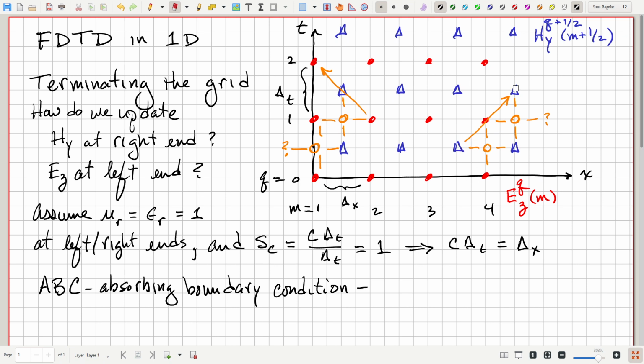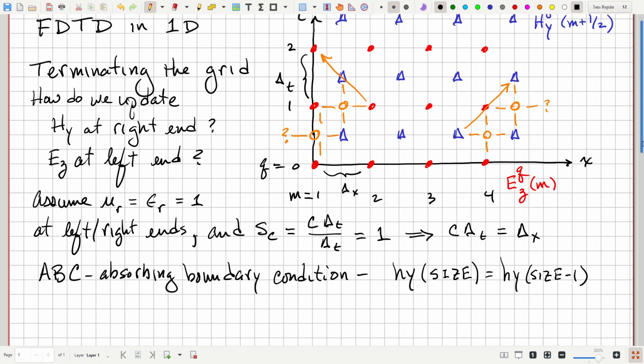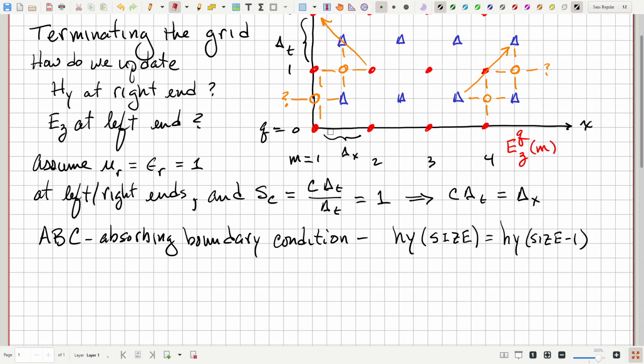So for the hy, what we'll do is we'll say hy at the edge, which is hy of size, is going to just be hy of size minus 1. All right, so whatever this is, let's say it's 200. Well, hy at 200 is just going to be, at the next time step, the previous hy at 199. So we just simply make this assignment. And over at the left side, we're going to say then that ez of 1 at the next time step is the old ez at 2.